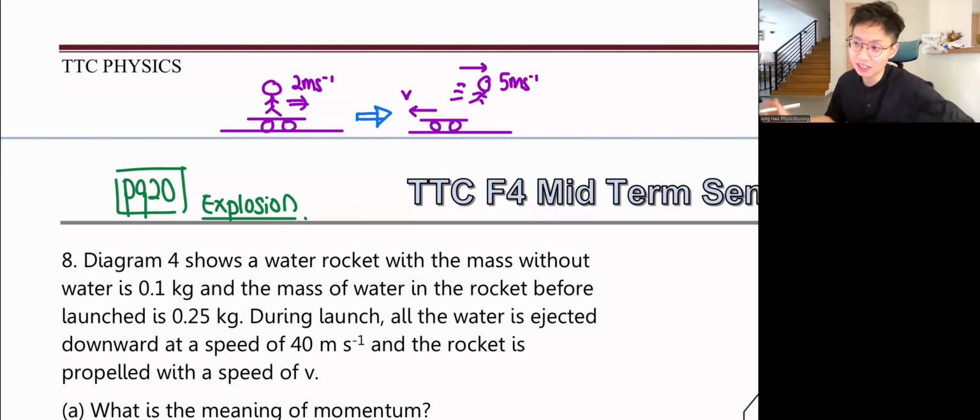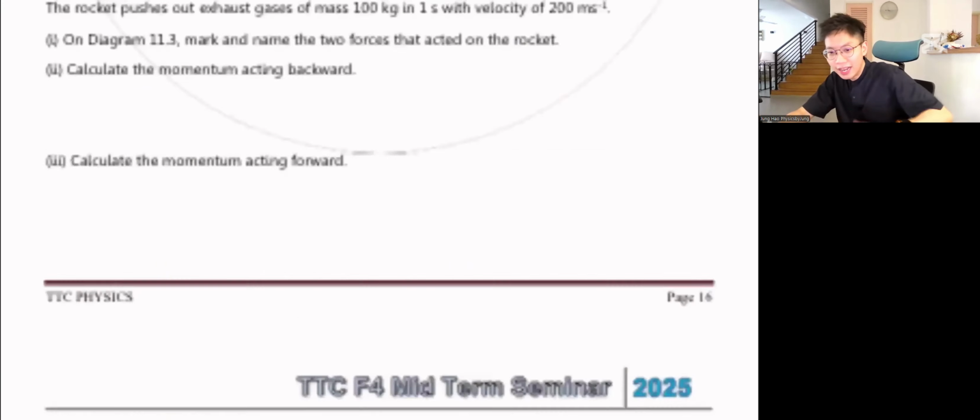The answer is no. Okay, who can tell me why this is not an explosion? Okay, let's look back at the front.